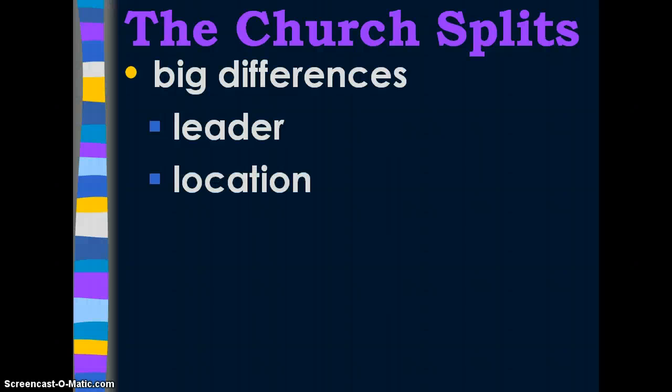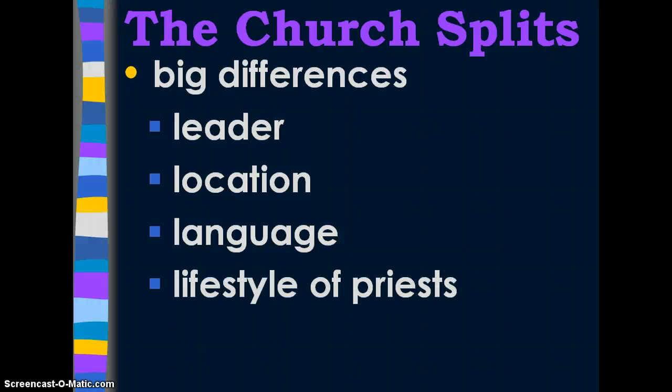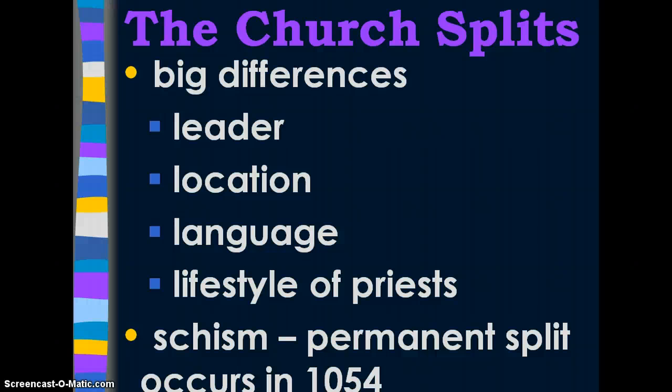They're in different locations. The Catholic Church is centered in Rome. The Patriarch is in Constantinople. They use different languages. The Roman Catholic Church uses Latin. The Greek Orthodox Church uses Greek. And the priests have different lifestyles. Catholic priests have to be celibate. They're not allowed to have families or get married, whereas Greek Orthodox priests are encouraged to have families. A permanent split between these two factions happened in 1054, and it's called the Great Schism, and they never came back together since that. They were truly two separate churches after that happened.